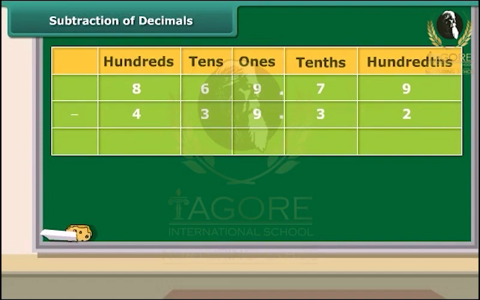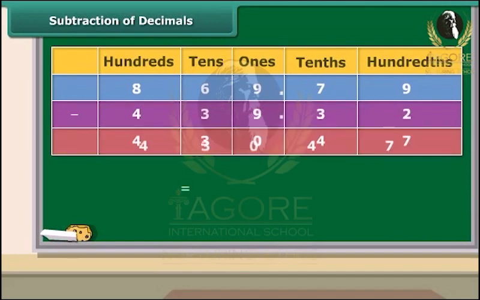Let us start with subtraction of 439.32 from 869.79. Place the digits according to their place value in the table above. Subtract the numbers as in ordinary subtraction.